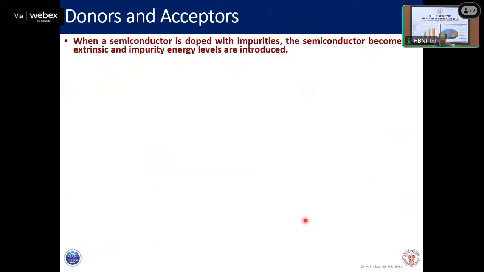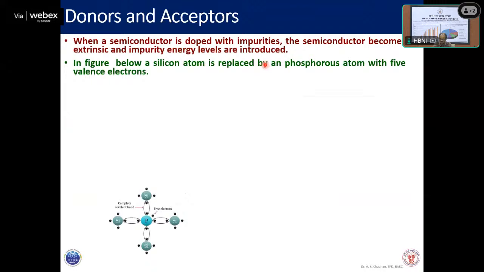Now because doping takes place, there are two kinds of dopants. When a semiconductor is doped with impurities, the semiconductor becomes extrinsic and impurity energy levels are introduced. This we saw in the last slide. Let us see an example of phosphorus. Imagine those three spheres. On those three spheres you have all silicons, but the center one, which was the silicon, has been replaced with phosphorus.